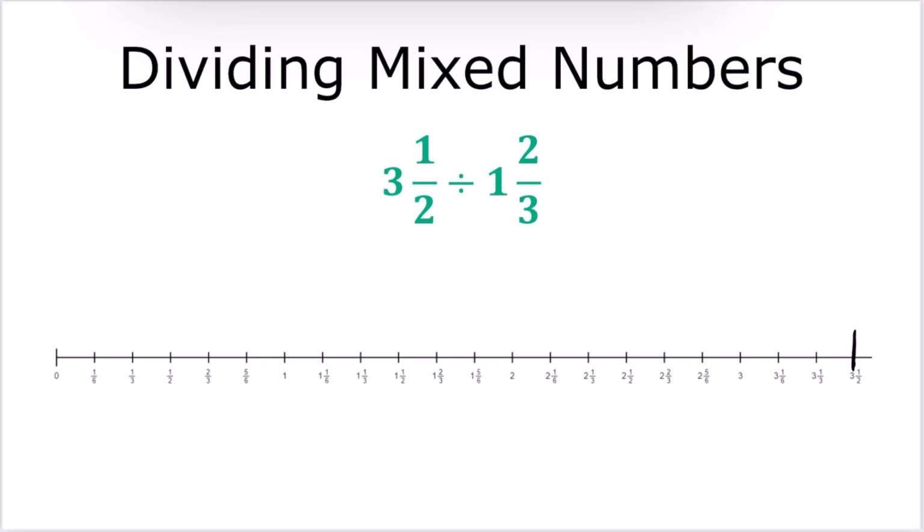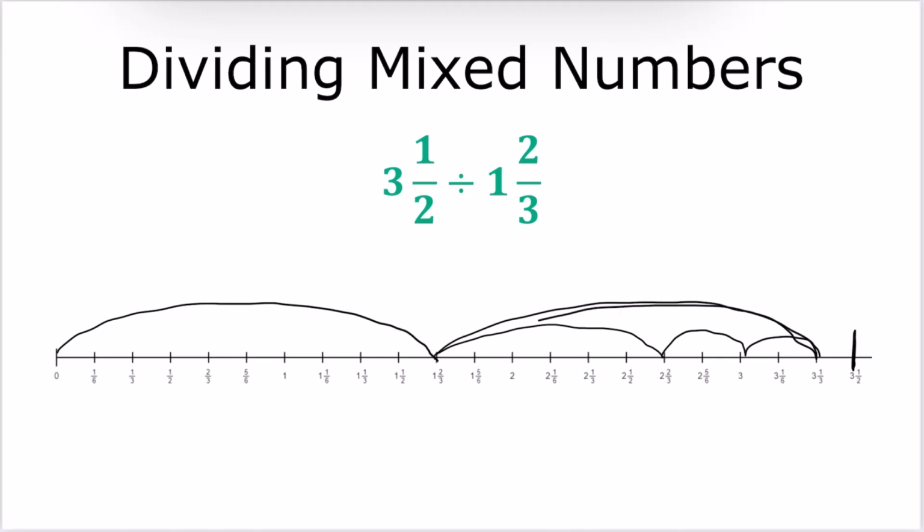So I obviously have enough to make one group of 1 2/3. And I should also have enough to make a second group, because if I go 1 unit forward from 1 2/3, that's going to take me to 2 2/3. And if I go 2/3 more units than that, I would go to 3.5. And so this would be my second group of 1 2/3.